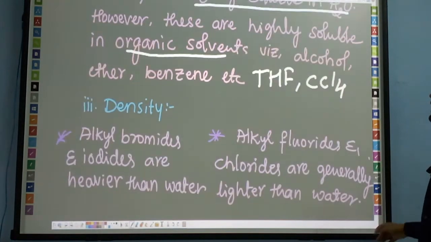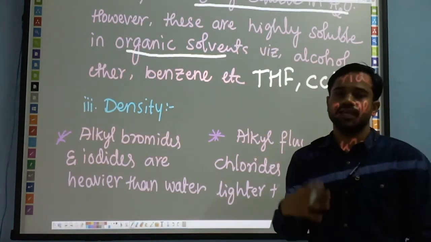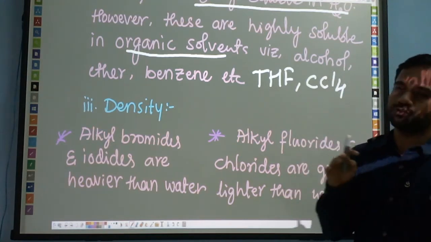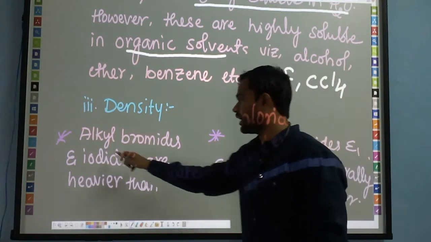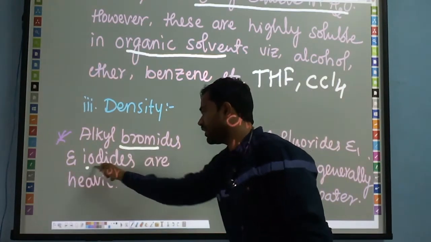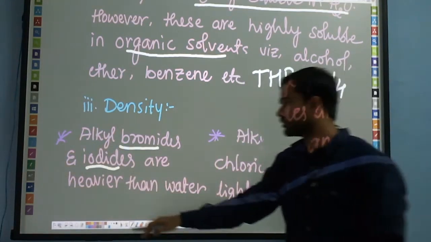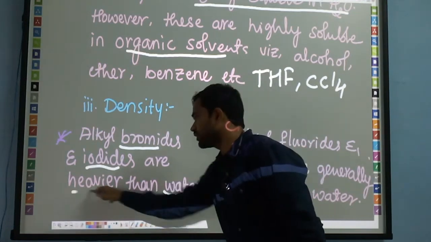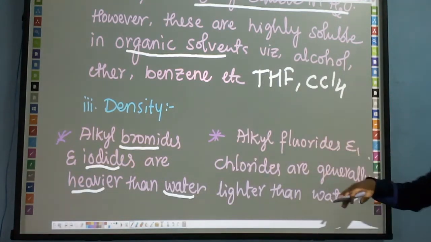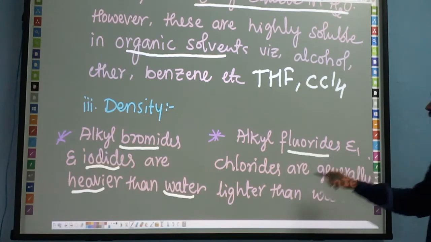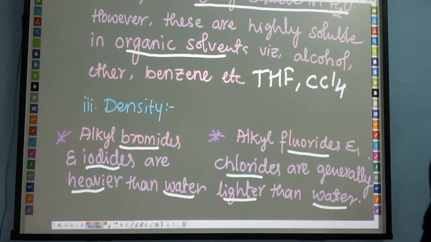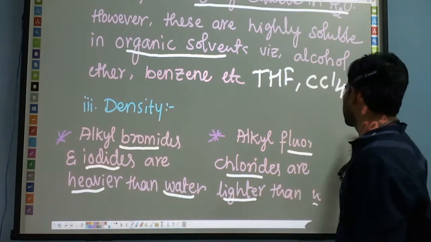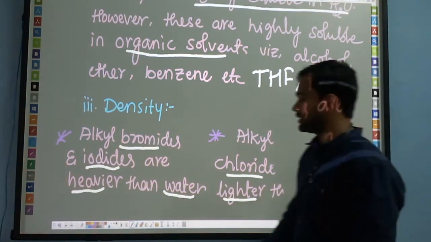Let's see the density. If you pour it into any container, will it sink or float? Take alkyl bromides and iodides. The bromides and iodides are heavier than water. This is the density variation. And fluorides and chlorides are lighter than water. This is the change in density.